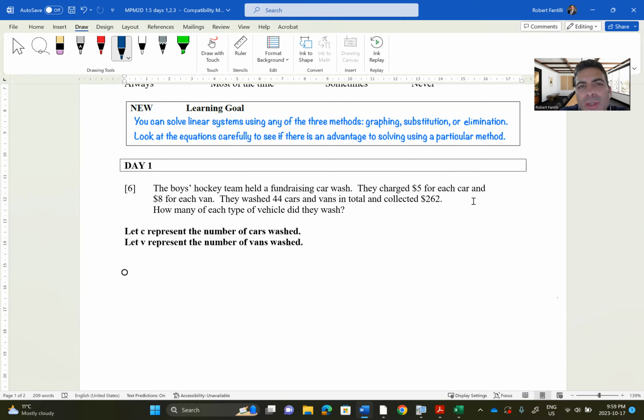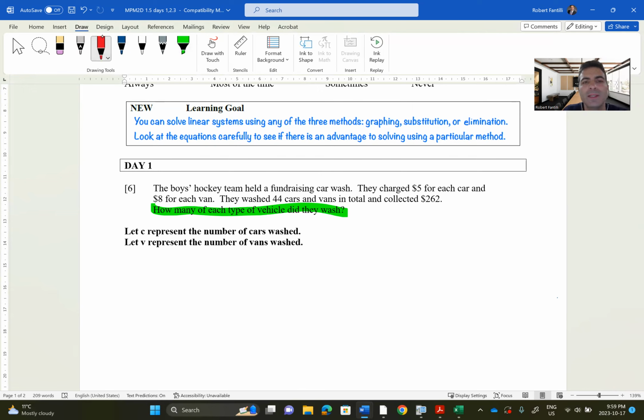So let's get started. The first question asks us about a boys hockey team holding a fundraising car wash. They charged $5 a car, $8 a van, and they washed 44 cars and vans. So 44 vehicles in total. We don't know how many of each, but there's 44 vehicles, a mixture of cars and vans. And they collected $262. Based on that information, we're going to come up with two equations and then determine how many of each type of vehicle they washed.